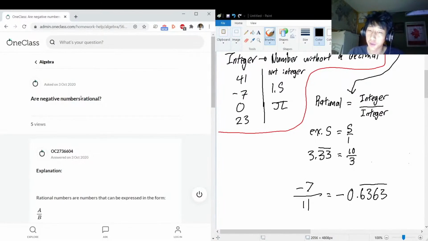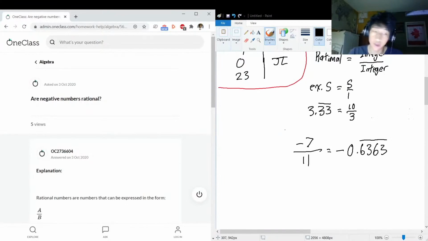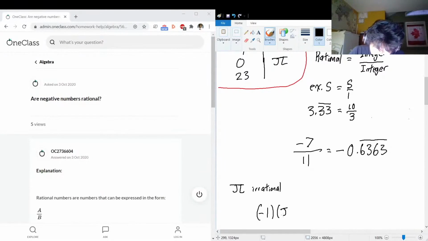Only if they can be represented by the ratio of two integers. There are some negative numbers that are not rational. I can't say that every negative number is rational. Like, I know that pi is irrational, I think. I hope so. Yeah, pi is certainly irrational. So that means -1 multiplied by pi is also irrational.